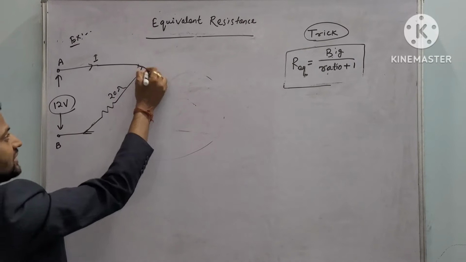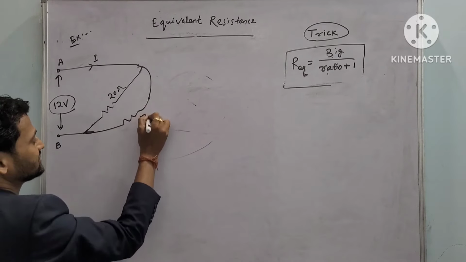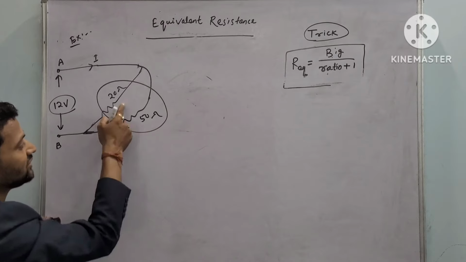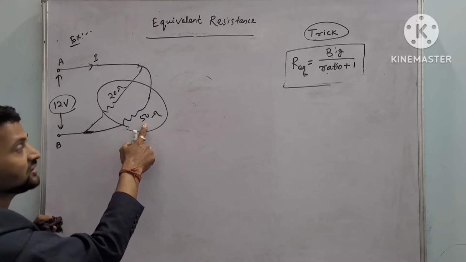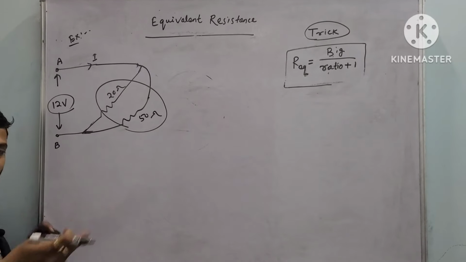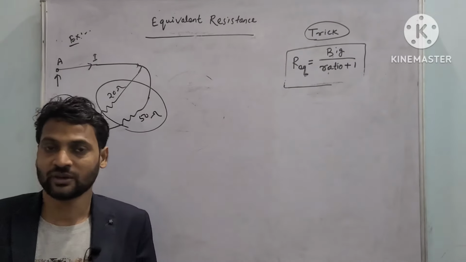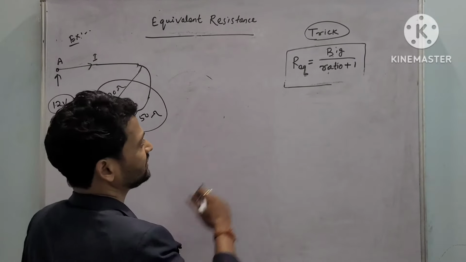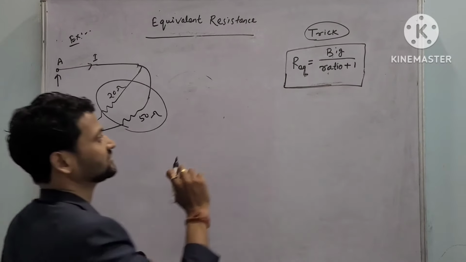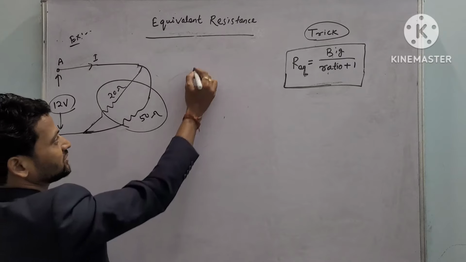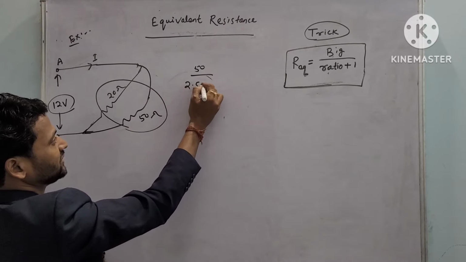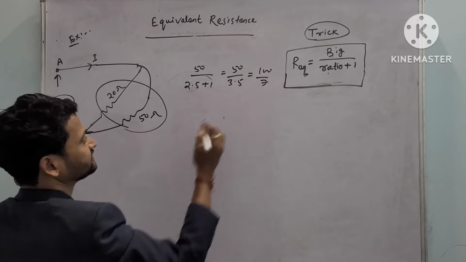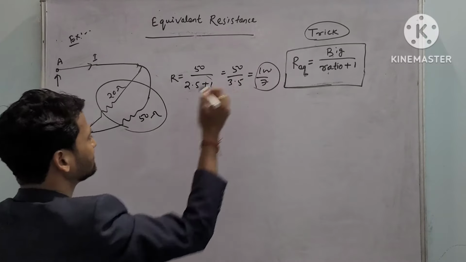So across these two terminals I can keep one resistance, that is 50 ohm. 20 plus 30. Then clearly you can say this 20 ohm and 50 ohm both are in parallel. To find the equivalent resistance, you have various options. You have the traditional formula 1 by r is equal to 1 by r1 plus 1 by r2. You can use that one. But since I have given the shortcut, better you go for this method. The big one by ratio plus 1. What is the big one? 50. What is the ratio? 2.5. Plus 1 is 3.5. So it is coming 50 upon 3.5 or 100 upon 7. So the equivalent resistance is 100 upon 7.